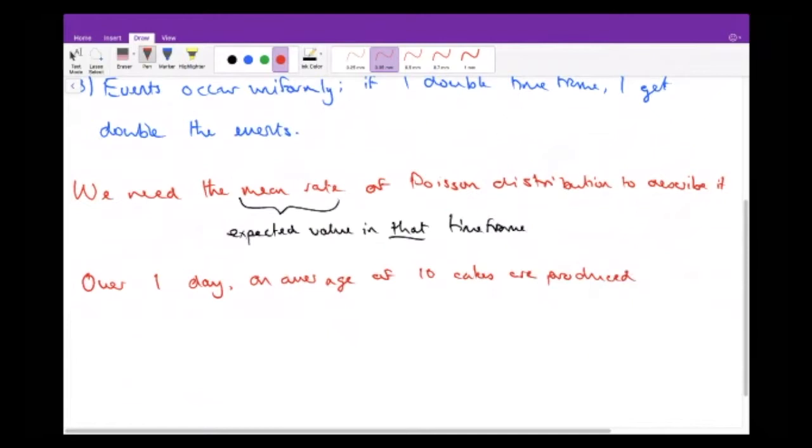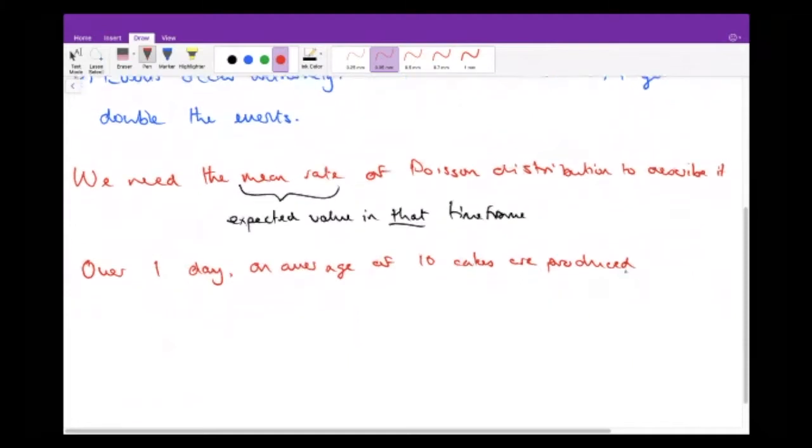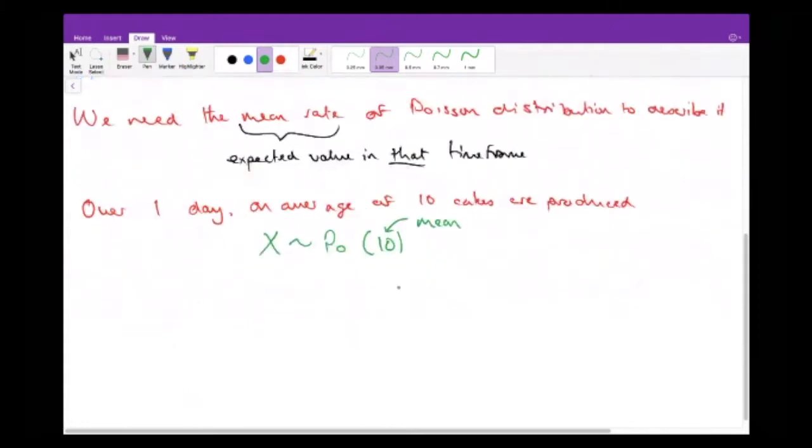Okay, so they kind of come out at a constant rate. Baking a cake doesn't affect when the next cake is going to be baked, so it kind of makes sense that this then fits. So we would say that for this, x is distributed by a Poisson with mean 10. So the mean for that time frame always goes in here.